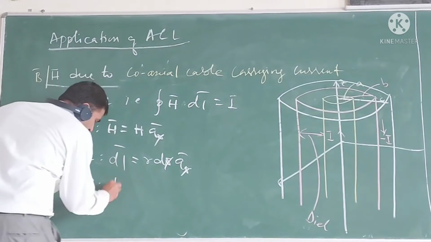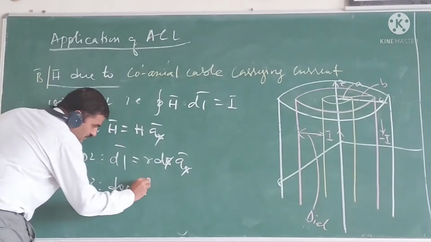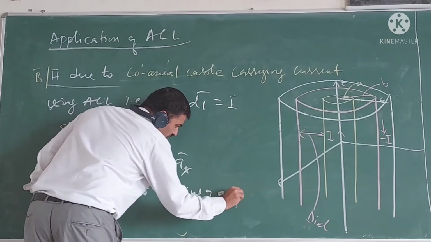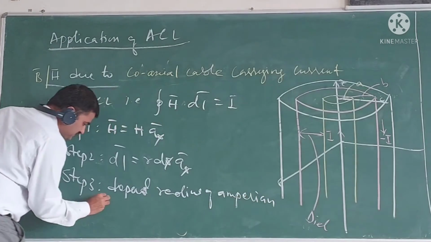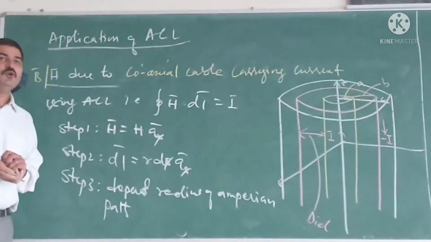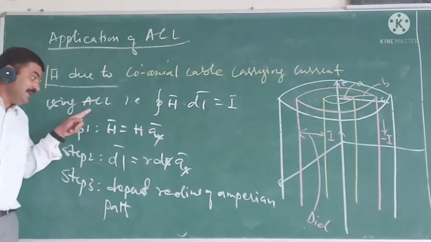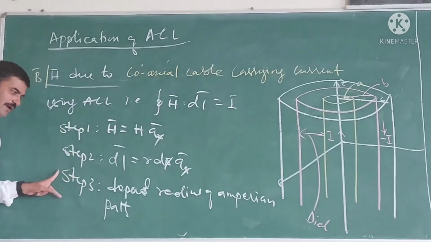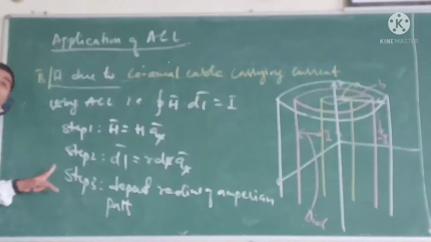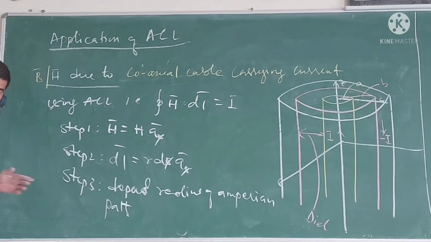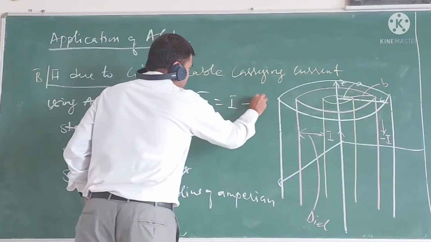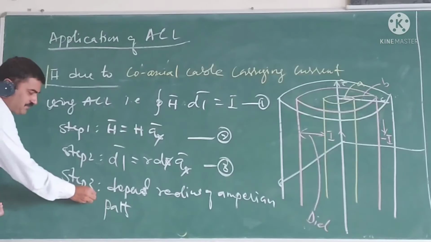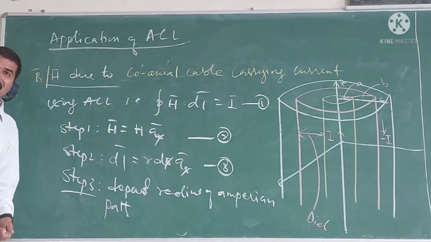Step 3 depends on the radius of the Amperian path. Now for case 1, case 2, case 3, these two remain the same. Only this will change. Then in case 1, 2, 3, shall we find only I? Then call it equation number 1, 2 and 3. Let us find this step 3 for case 1, case 2 and case 3.